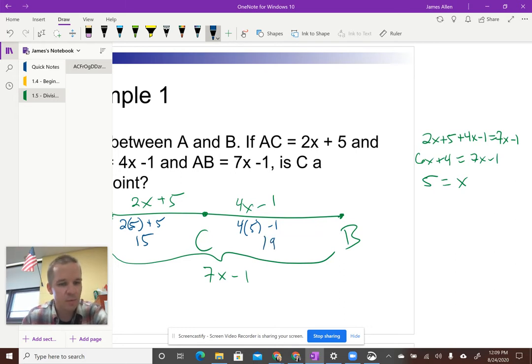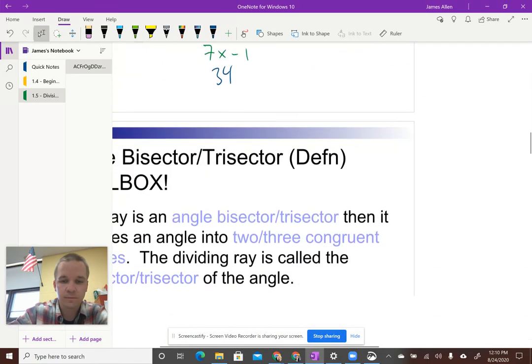C is not the midpoint, okay? You would find that this is going to be 34 here, and it all checks out. Sometimes it's a good idea to plug things back in to see if it checks out. 15 plus 19 is 34. Yeah, that makes sense, right? Cool. Awesome. So in this case, no, not the midpoint.